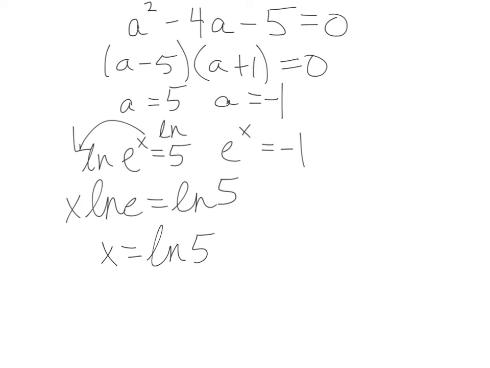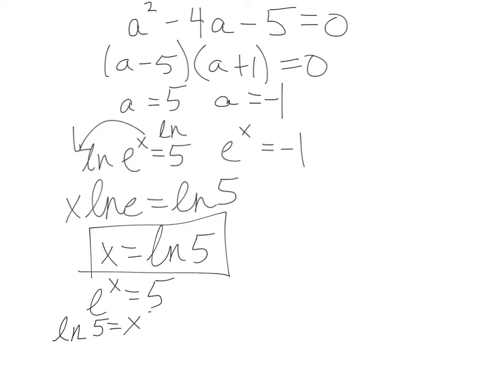The other way is if I come back to e to the x equals 5. What I just did was method 2. Method 3 would just be putting this into logarithm form. If I put this into logarithm form, we have log base e, but we write log base e as natural log, ln. Our argument would be 5, and that would equal our exponent, which is x. In both cases, it gives you the same answer, so you can think of that as method 1 or method 2.